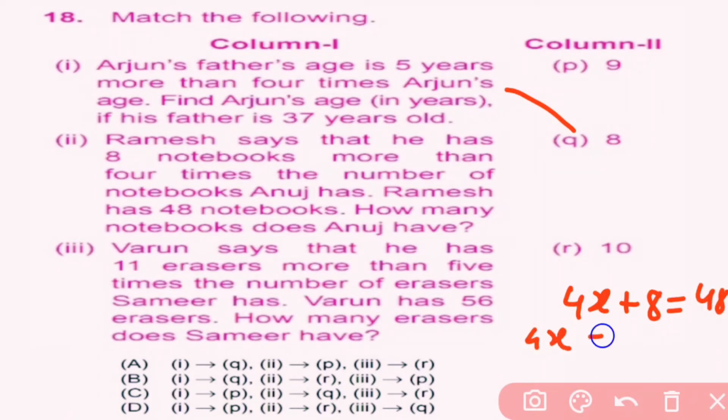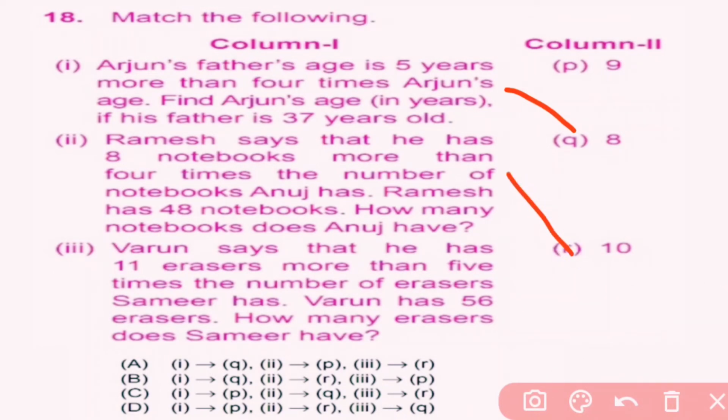So 4x is equal to 48 minus 8, which is 40, and x is equal to 40 by 4, which is 10, means Anuj has 10 notebooks. Now option 3, Varun says that he has 11 erasers more than 5 times the number of erasers Samir has. Varun has 56 erasers. How many erasers does Samir have?